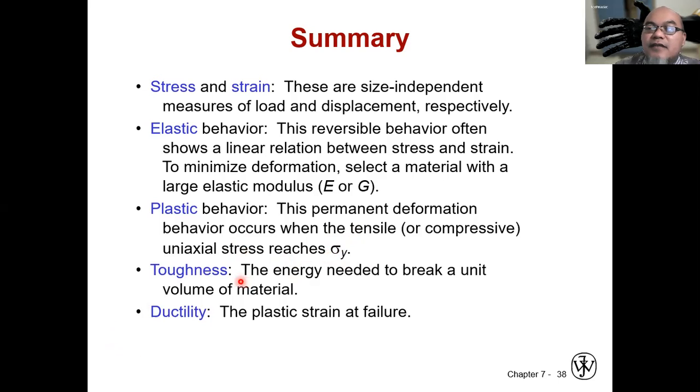Toughness is a measure of the energy needed to break a unit volume of material. And we see that ceramics usually have smaller toughness compared to metal. Ductility is the plastic strain at failure, or in layman's terms, how formable a material is. Metals are usually easily formed, that's why they are called ductile. While glasses or ceramics are the least ductile, we call them brittle. Brittle is the opposite of ductile.